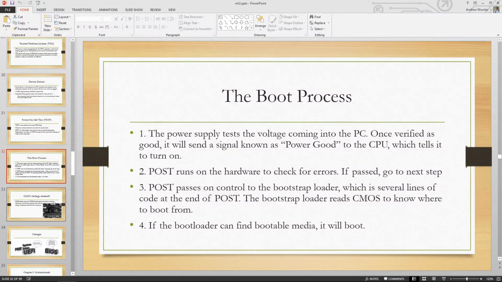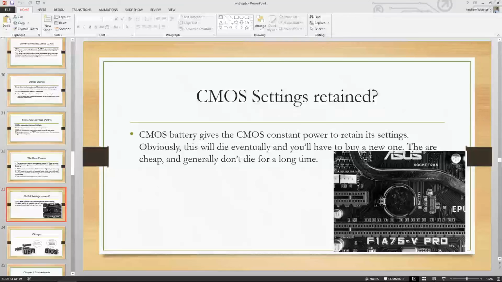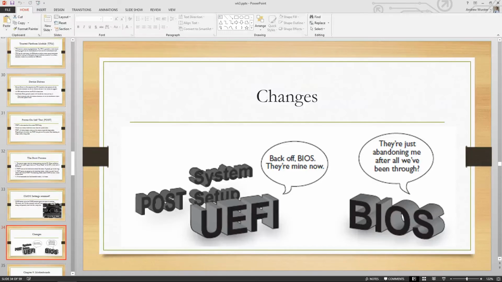As I mentioned, the CMOS battery, you need that to retain all your settings, your passwords, not passwords for your operating system, just your hardware. And they're cheap, so no worries. They're not special, they're just literally watch batteries. If someone ever tells you, yeah, this is the special CMOS battery, they're full of it, so don't listen to them.